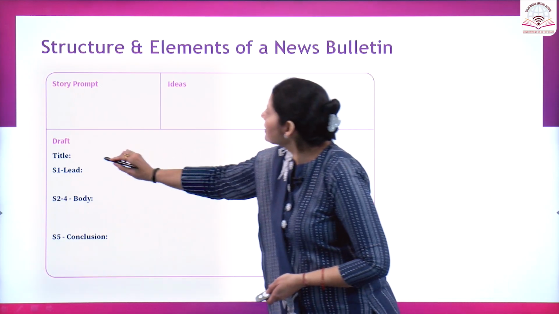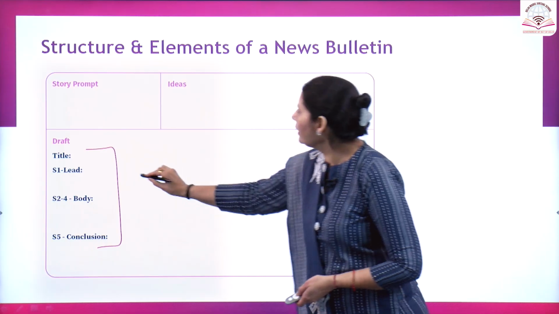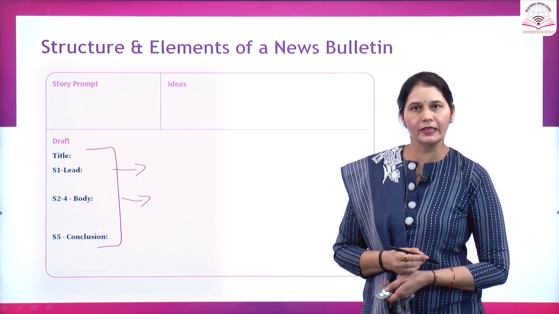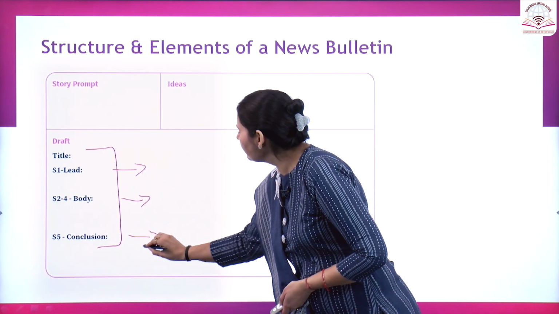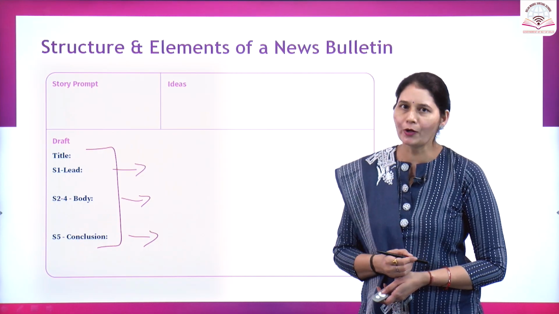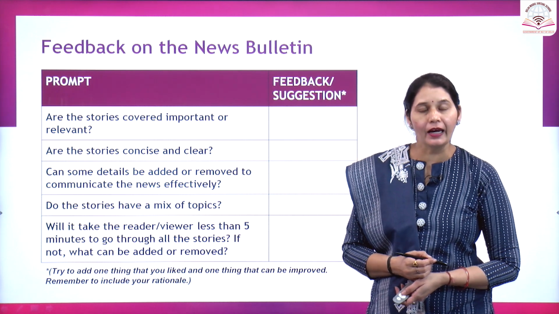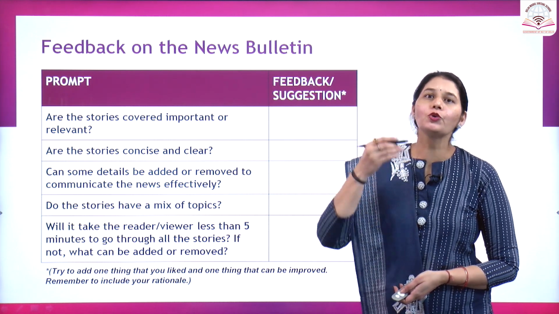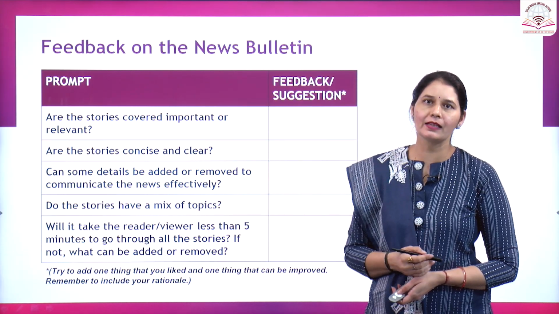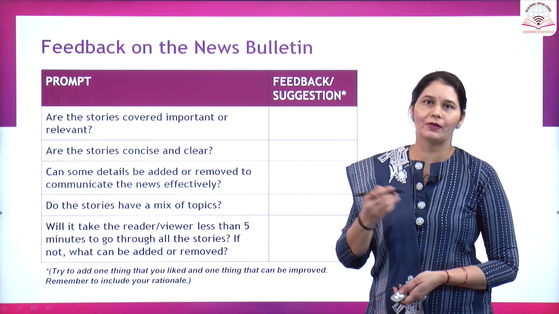The first thing was the title, then we have our story, the lead sentence, and the body consists of 2 to 4 sentences, and then the concluding part of the story. We have prepared our news story. Now, what do we have to do? After this, is there any feedback or suggestion? If we want to enhance, we have to revisit our news stories and take some suggestions or feedback, if there are any, so as to improve our news bulletin.